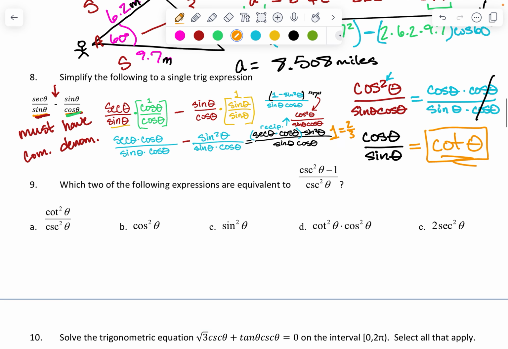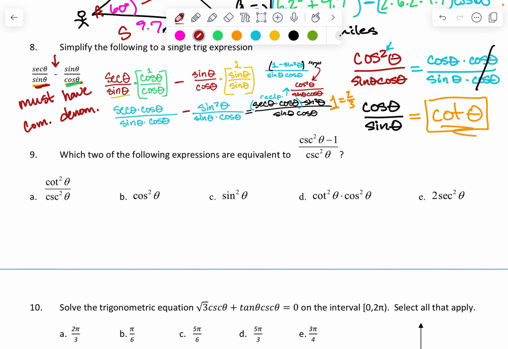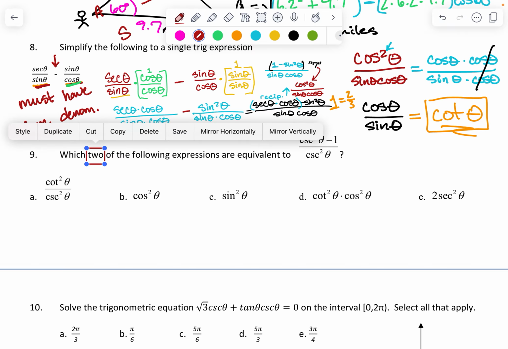Now for question number 9, it says which two of the following, so we know there's two right answers, are equivalent to cosecant squared theta minus 1 over cosecant squared theta. Now, for this one, can I rewrite anything? The answer is yes. You can rewrite.